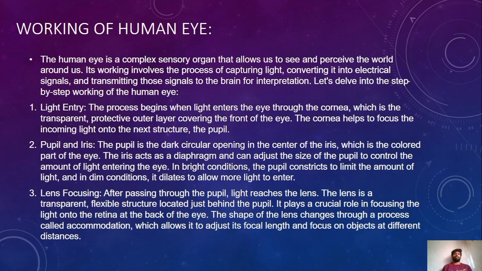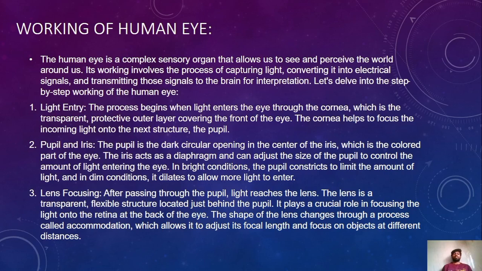Working of human eye. The human eye is a complex sensory organ that allows us to see and perceive the world around us. Its working involves the process of capturing light, converting it into electrical signals, and transmitting those signals to the brain for interpretation. Let's discuss about the step-by-step working of the human eye. In the first step, the light entry.